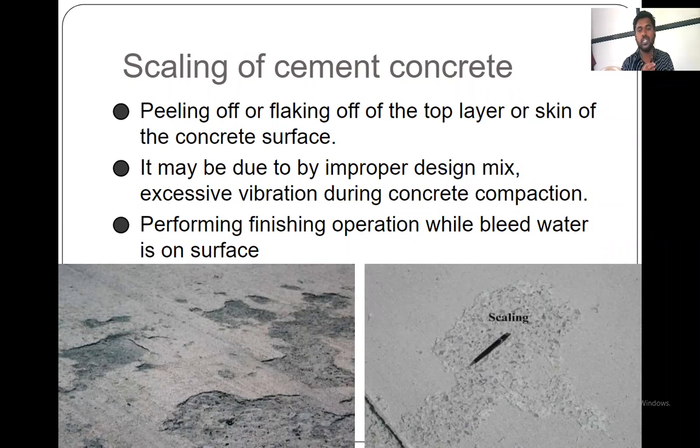Performing the finishing operation while bleed water is on the surface is what causes the bleeding of water and cement on the surface. Due to that, such a situation arises. So to avoid such a failure, what do we have to do? We have to go for proper compaction, but we should not go for excessive compaction, otherwise the bleeding of the water will be there. So proper compaction should be maintained.